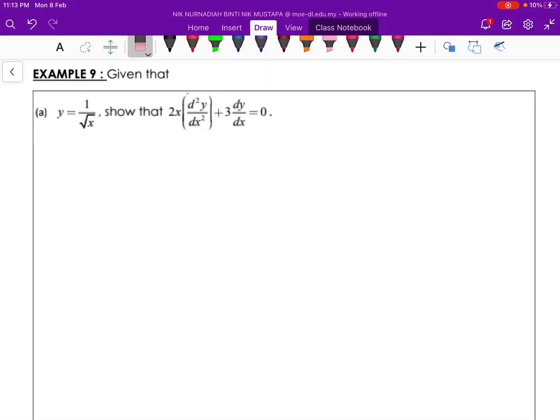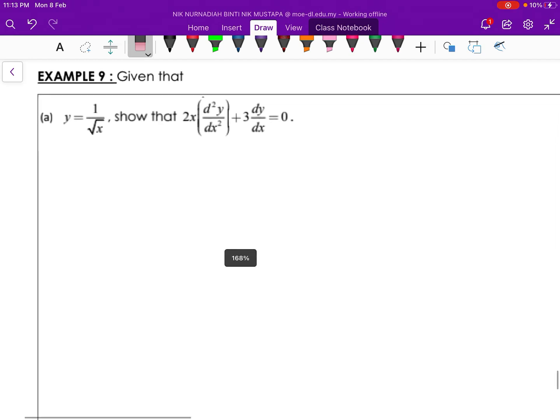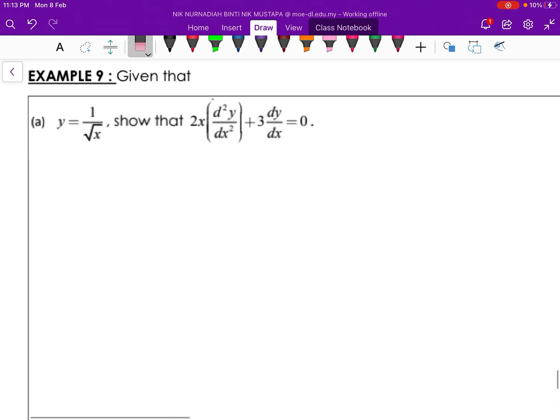Baik, sekarang kita berada di example 9, iaitu example yang terakhir untuk topik differentiation. Alright, senang sahaja, simple sahaja. Tapi tidaklah simple mana sebenarnya. Dia lebih kepada kita kena guna pengetahuan yang kita belajar sebelum ni, iaitu cara untuk differentiate kali pertama.